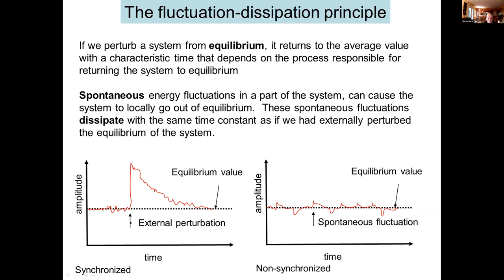And so here it's easy to do because you know when you do the external perturbation, then you measure the return to equilibrium. Here it is much more difficult because the time the intensity will go up or the intensity will go down depends on the spontaneous fluctuation of the system as opposed to the external perturbation.